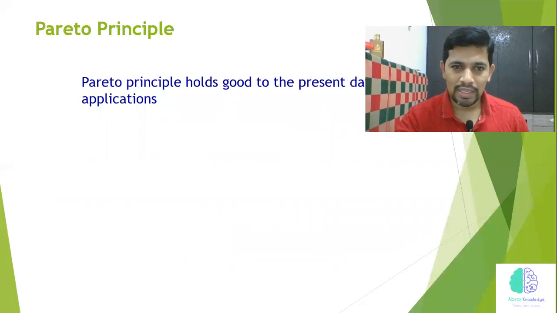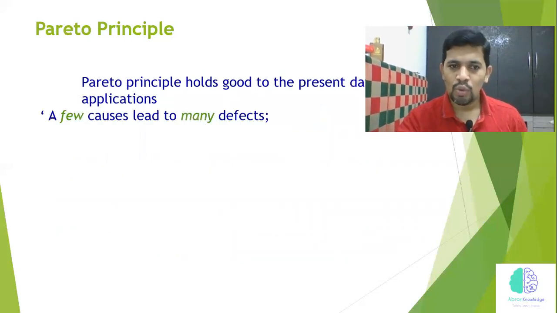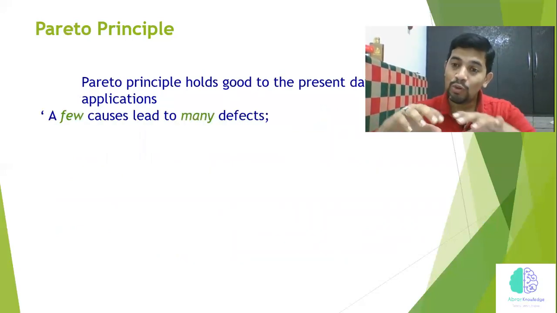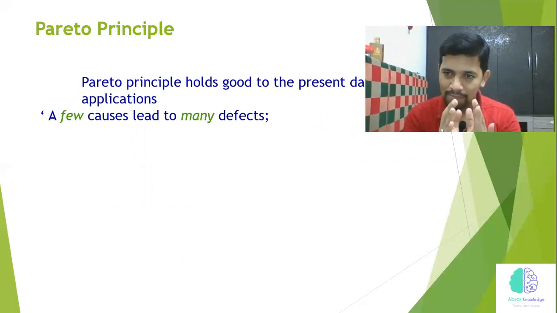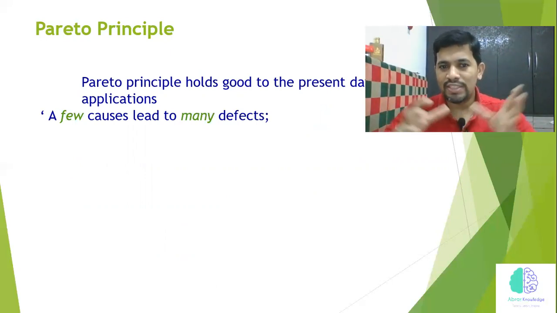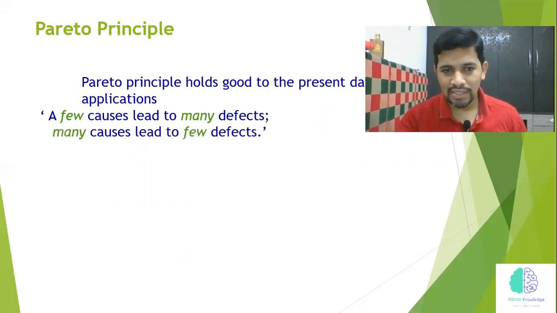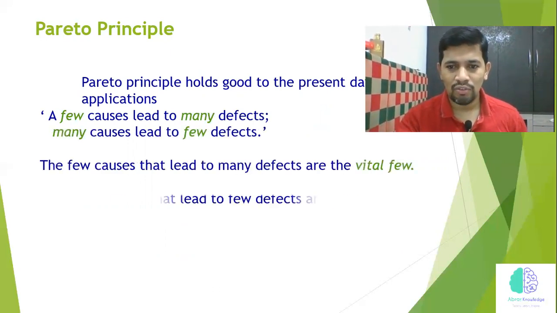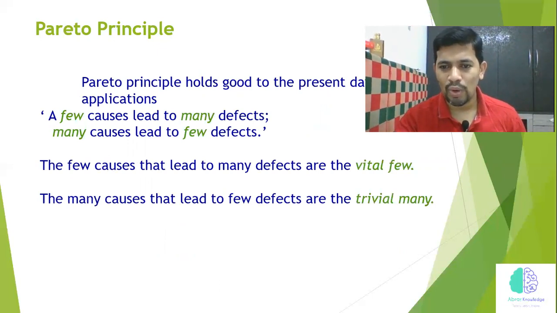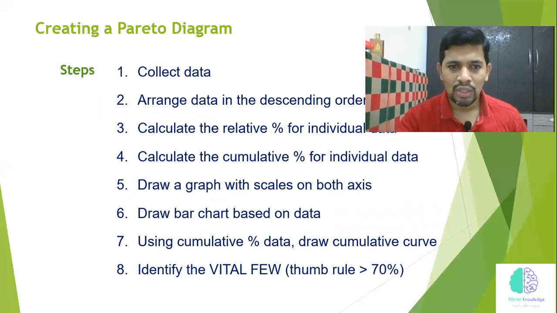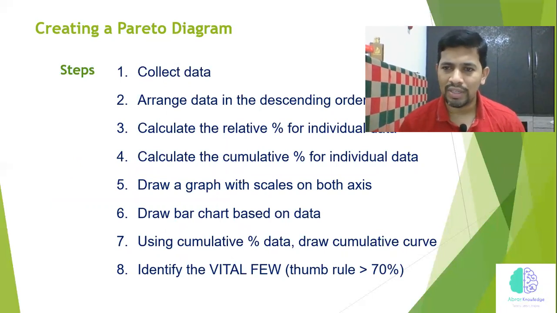Let me take another example. A few causes can lead to many defects. The causes can be simple, maybe few, yet contribute to many defects, while many causes lead to few defects. We'll talk about what is called the vital few and trivial many. So how do we do that? This is the 80-20 principle, right?